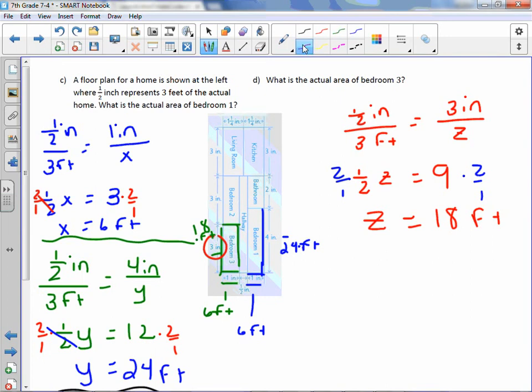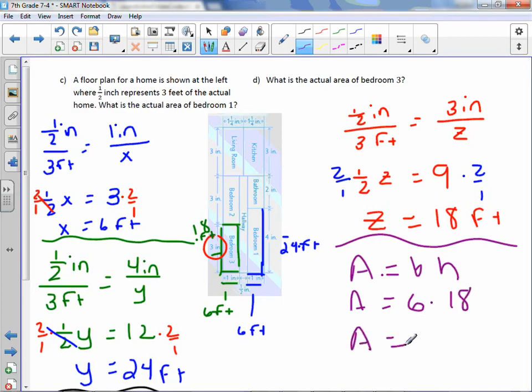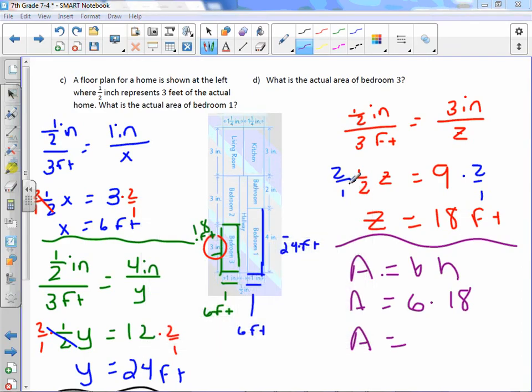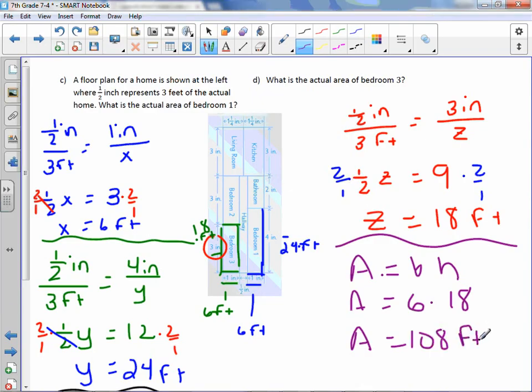And again, to find the area, we multiply the base and the height. Area equals, the base is 6, the height is 18. So 6 times 18, which is 108. So 108 feet squared.